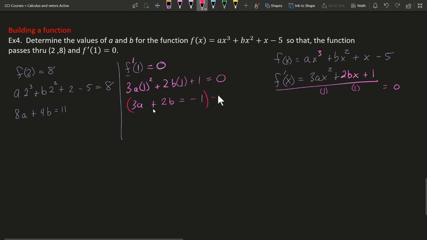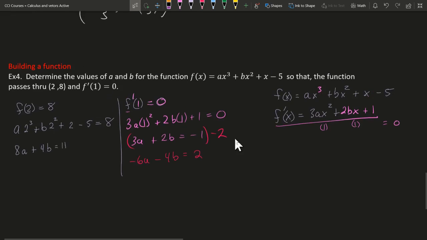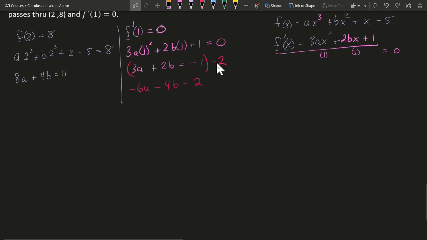I'm going to multiply this equation by negative 2. Why am I doing that? Because this negative 2 and that 2 are going to end up being a negative 4. So this becomes, oops, not true, Mr. Knapp, it's negative 6a minus 4b equals 2. Basically, I just multiplied this entire equation by negative 2. This times negative 2 is 2, this times negative 2 is negative 4, and this times negative 2 is negative 6.